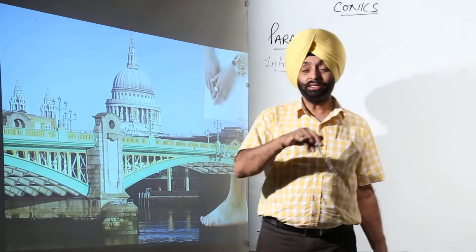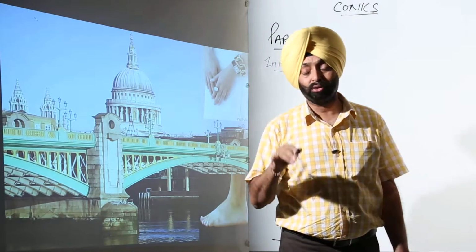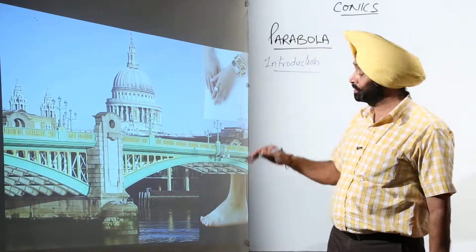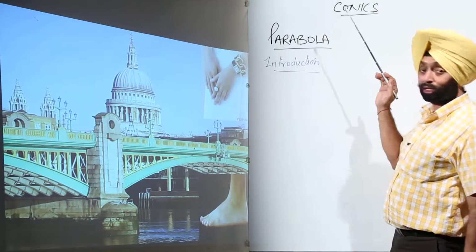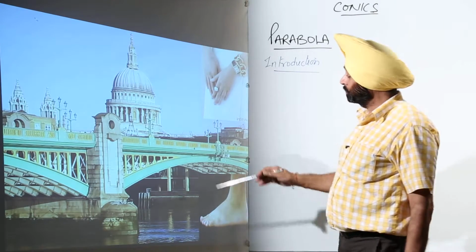these things. In each and everything, basically what I want to tell you, in each and everything we are using conic sections, and the most used is a parabola. Now in this figure you can just check it.